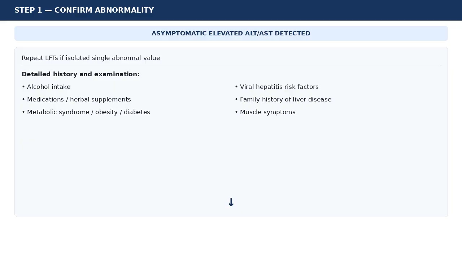When asymptomatic elevated ALT or AST is detected, step 1 is to confirm the abnormality. Repeat liver function tests if this is an isolated single abnormal value. Take a detailed history and examination covering alcohol intake, medications and herbal supplements, metabolic syndrome, obesity and diabetes, viral hepatitis risk factors, family history of liver disease, and muscle symptoms.